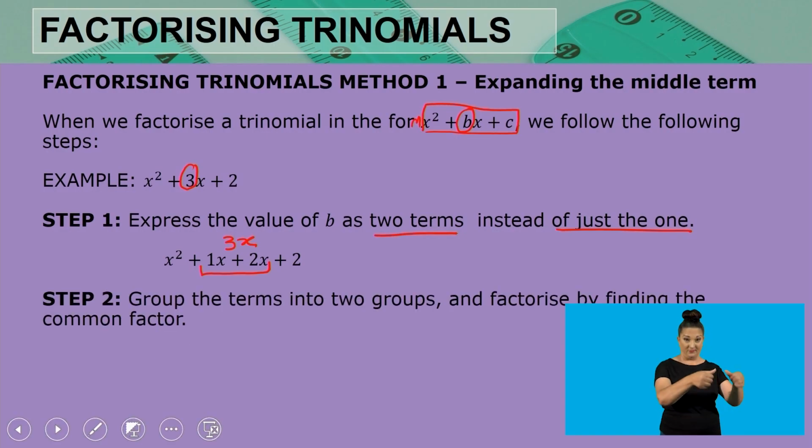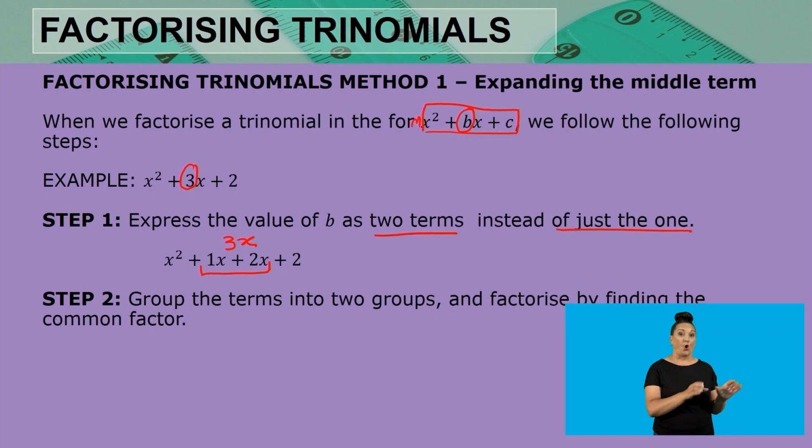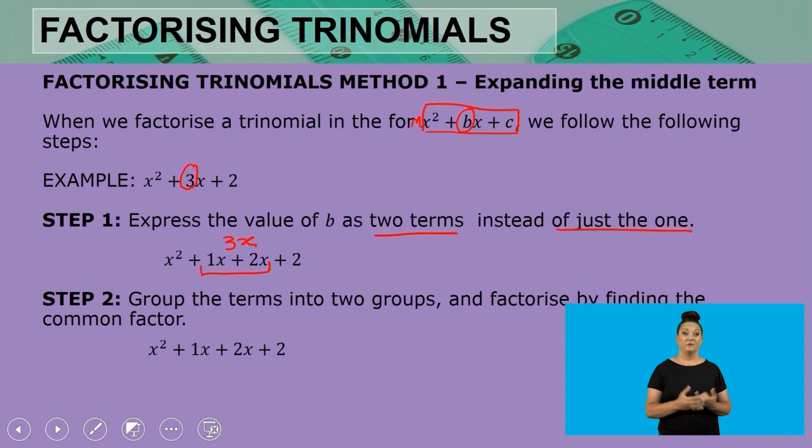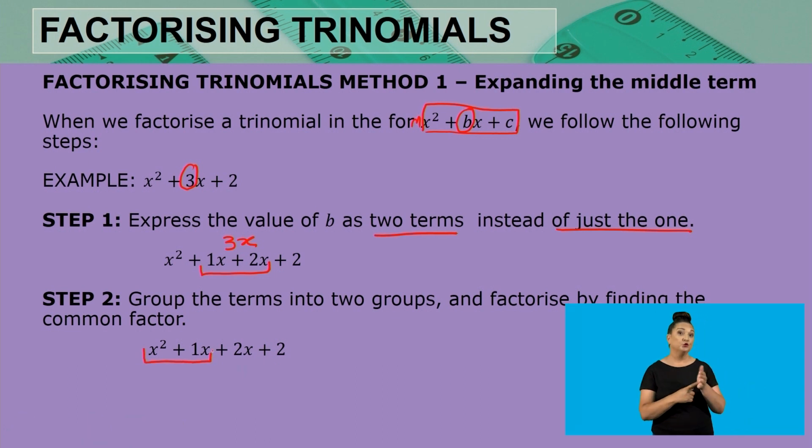What is the next step? We are going to group the terms into two groups and factorize by finding the common factor. So how are we going to group these into two groups? Remember, we have this expanded version where we've expanded the middle term. Then we are going to group them into two groups. Let me show you the two groups that we are going to use.